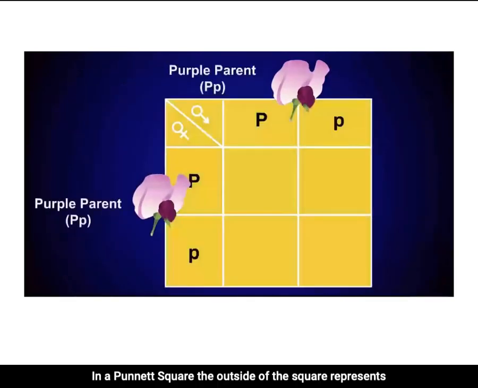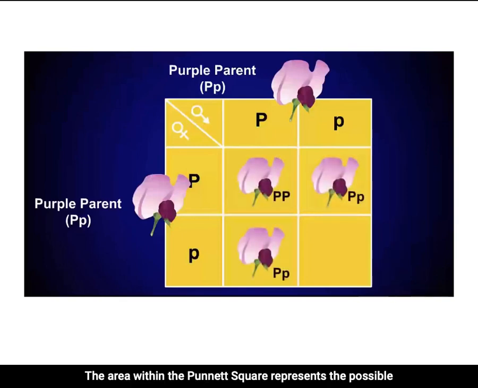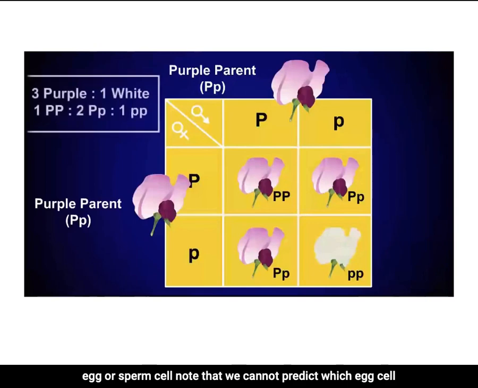In a Punnett square, the outside of the square represents the possible gametes that may be produced by each parent. In our example, a plant that is heterozygous for flower color produces gametes that either have the purple or big P allele or the white or little p allele. The area within the Punnett square represents the possible zygotes or offspring produced by a combination of a specific egg or sperm cell. Note that we cannot predict which egg cell will be fertilized by which sperm cell, so a Punnett square indicates all of the possible combinations.